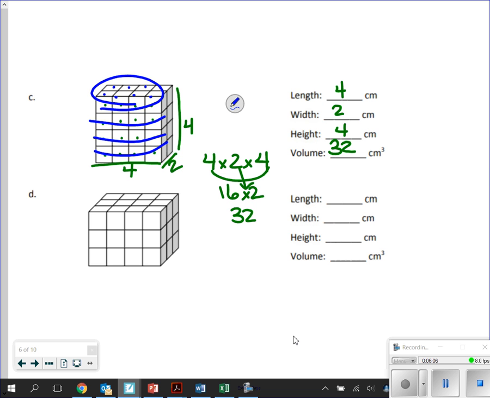What is the volume of D, Johnson? What was your length? What is your length? 4. So your length is 4, your width is 3, your height is 3. So what is the volume?